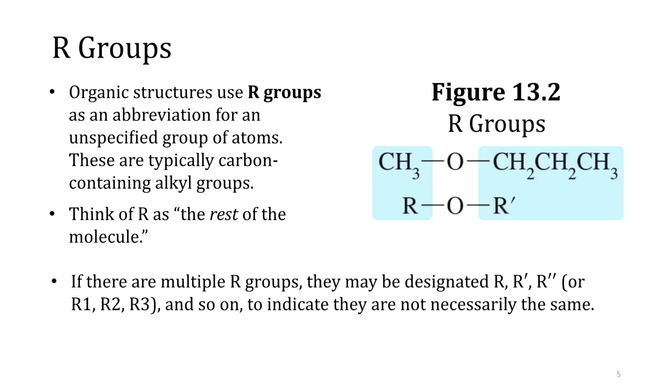If there are multiple R groups, you'll often put a prime or a double prime, or you'll put a number, like R1, R2, R3, and so forth.